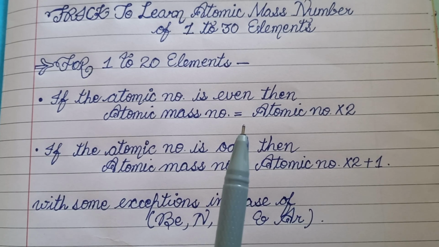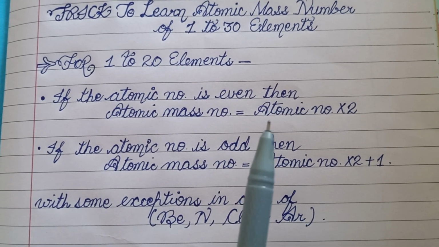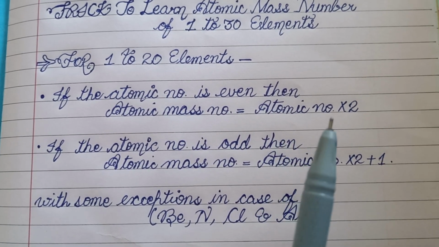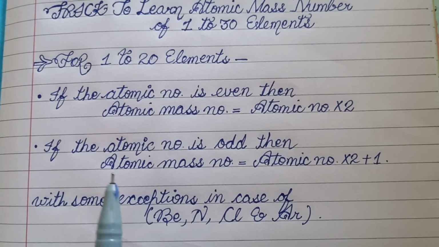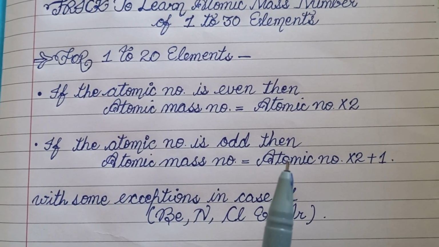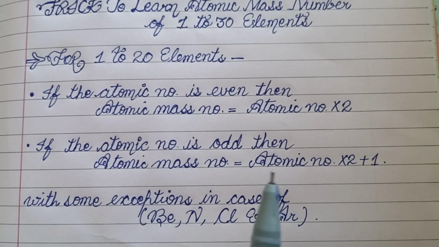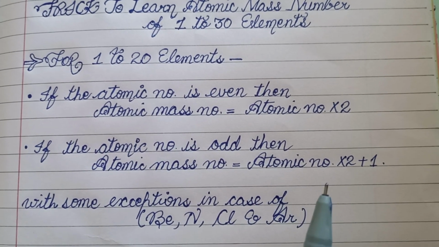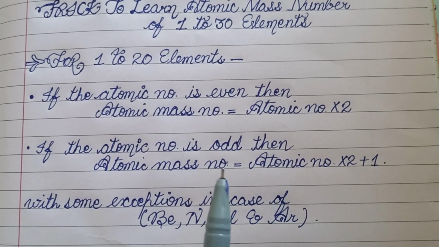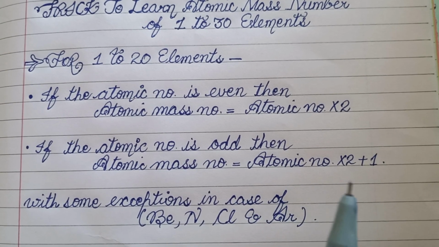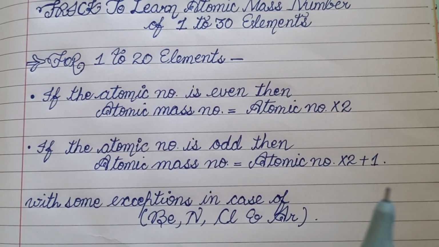If we want to find the atomic mass number of an element whose atomic number is even, what do we need to do? We need to multiply the atomic number of the element by 2. But if the atomic number is odd, what do we need to do to find the atomic mass number? We need to multiply the atomic number by 2 plus 1. After multiplying the atomic number by 2, we need to add 1.